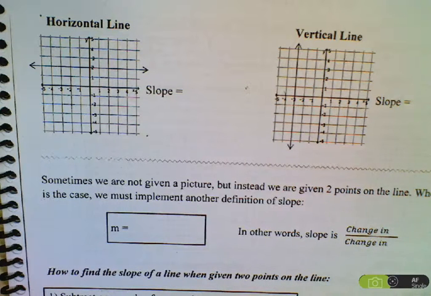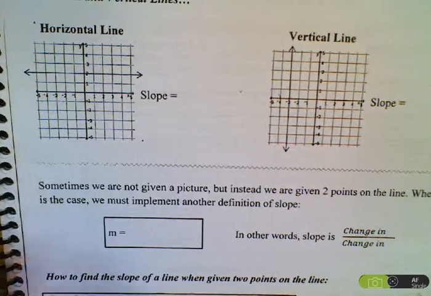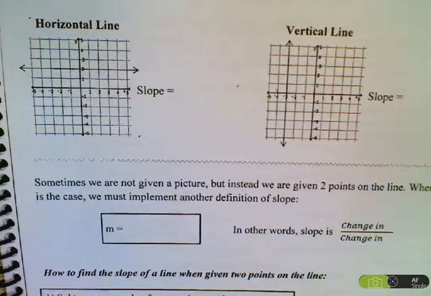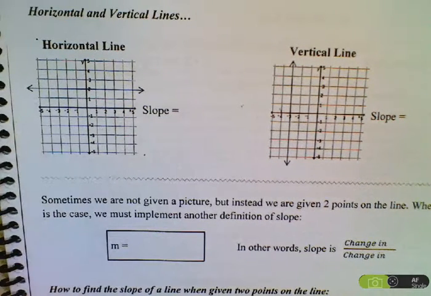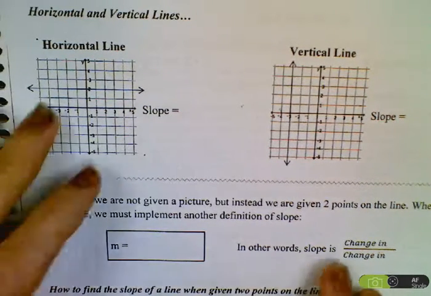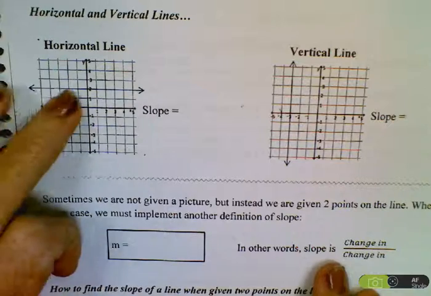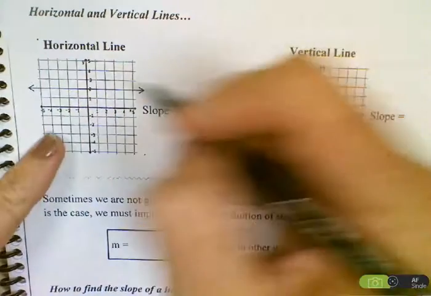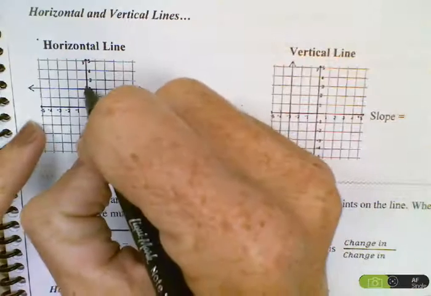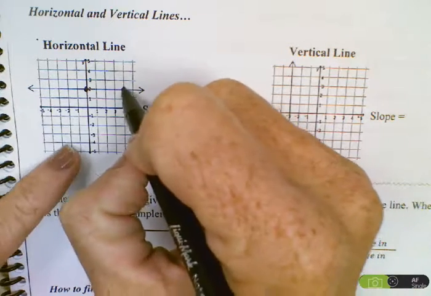If at any time you missed something, just hit pause and get written down what I have written down, and then hit play again, okay? All right, so let's talk about horizontal and vertical lines. So we've been talking a lot in class about what the slope of a horizontal line is, okay? So let's think about two of these points. So let's take two of these points on this line, any two.